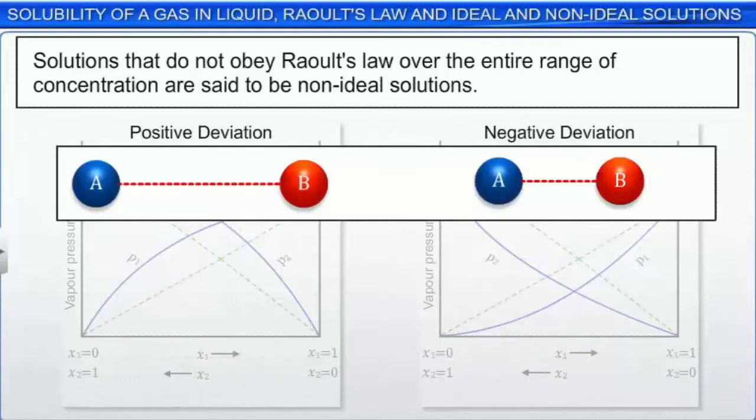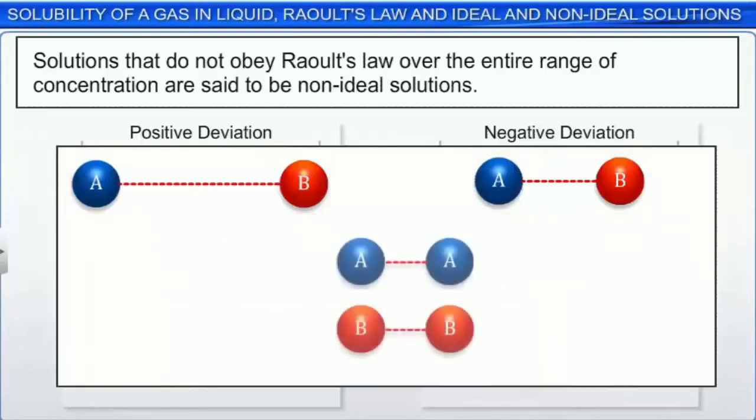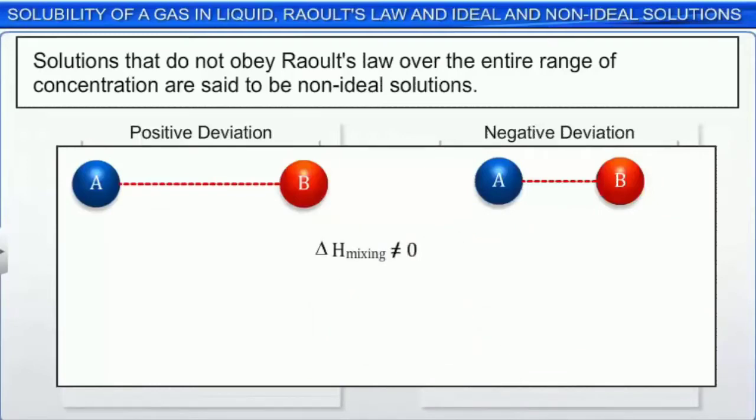For a non-ideal solution, the magnitude of AB interactions is not the same as the magnitude of AA and BB interactions. Also, delta H mixing is not equal to 0 and delta V mixing is not equal to 0 for such solutions.